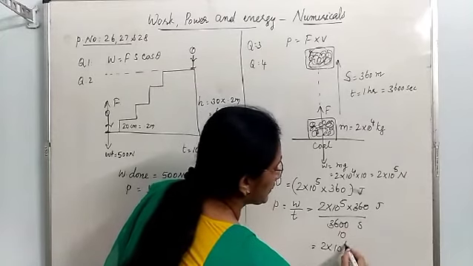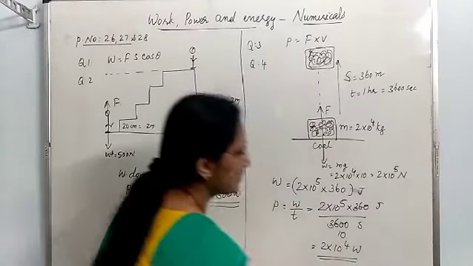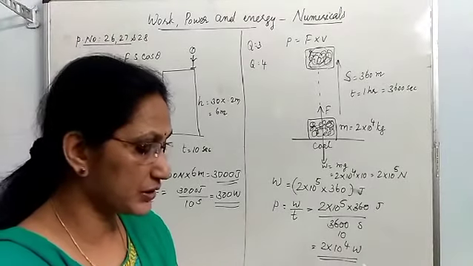2 into 10 to the power 4 joule per second is watt. So this is the power of the motor required to do this work.